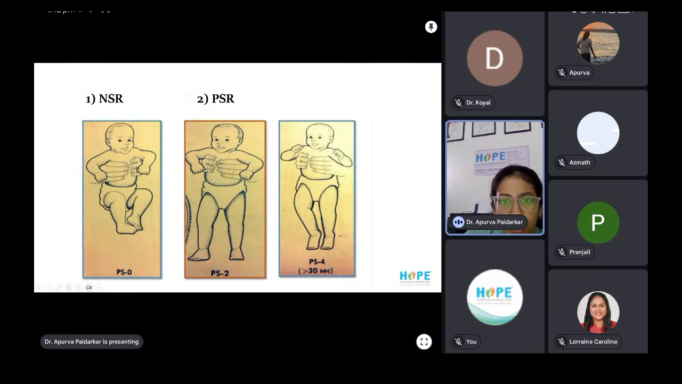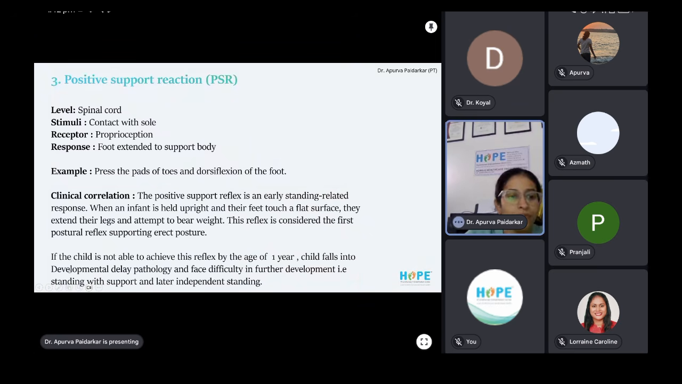See, this is the positive supporting reflex, where both legs are extended. But what happens if the child is not able to achieve this reflex by the age of 1 year? The child falls into developmental delay pathology and faces difficulty in further development, that is standing with support and later independent standing.